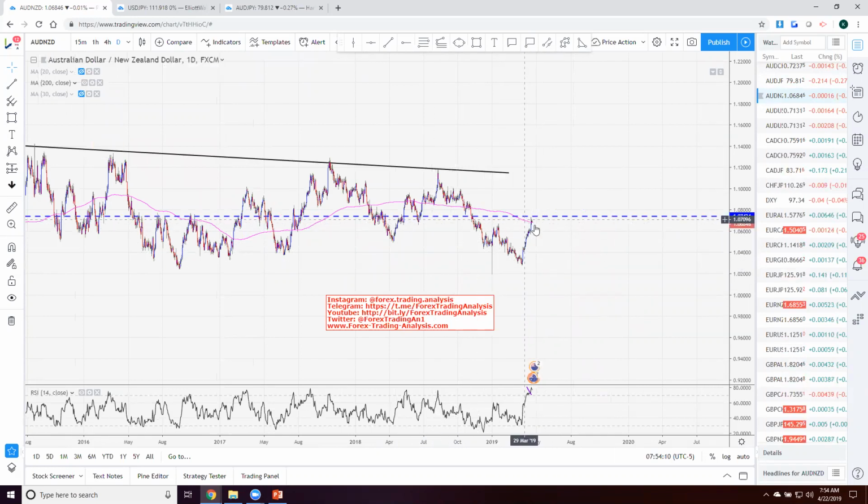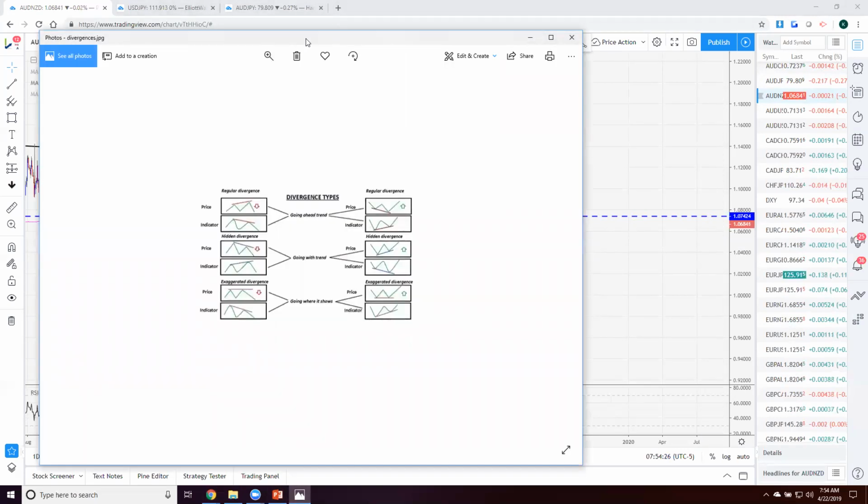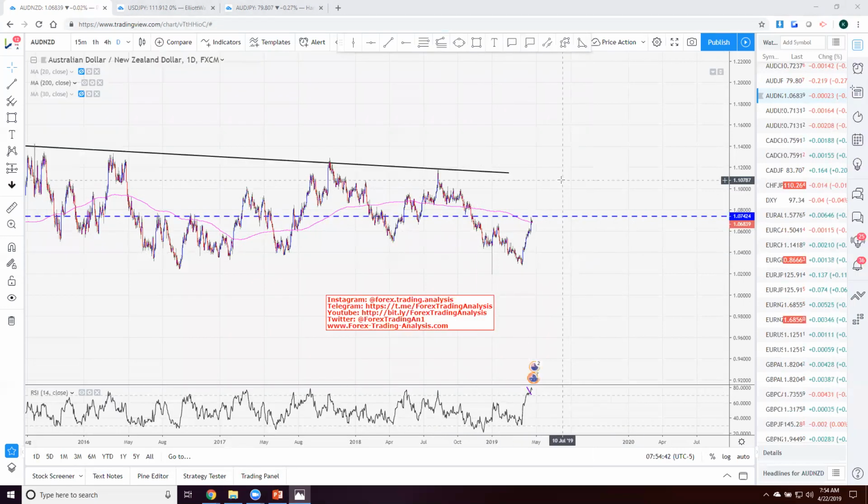Also, we have 200 MA, so we may want to watch for any type of reaction lower from here to see what we do. Looking at any kind of divergence. Yeah, we do have some regular divergence here.